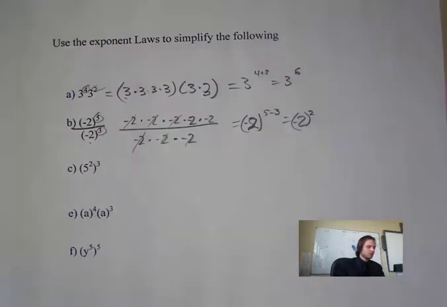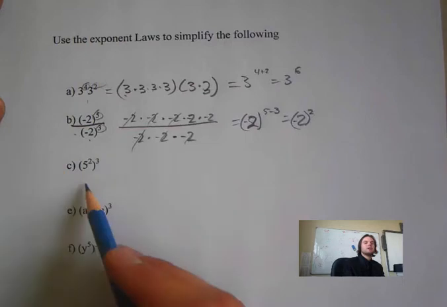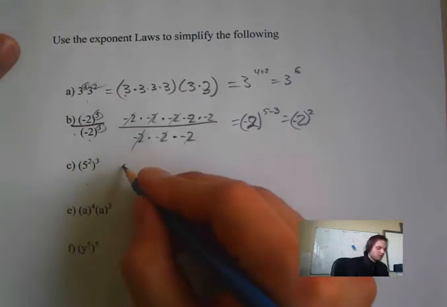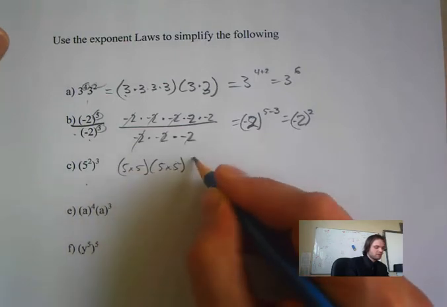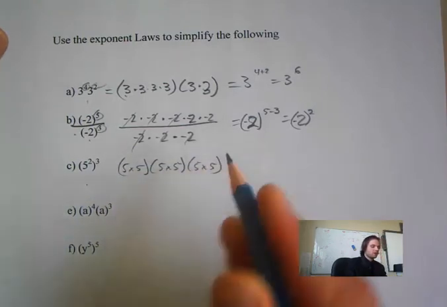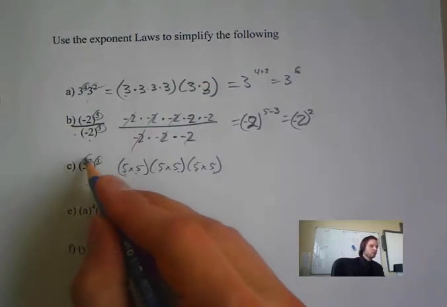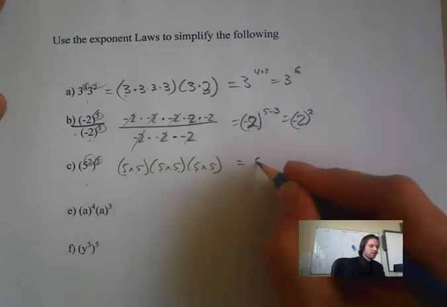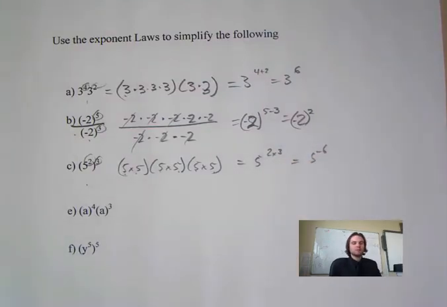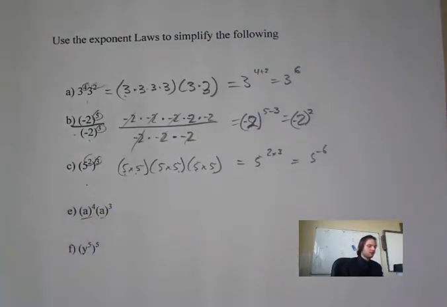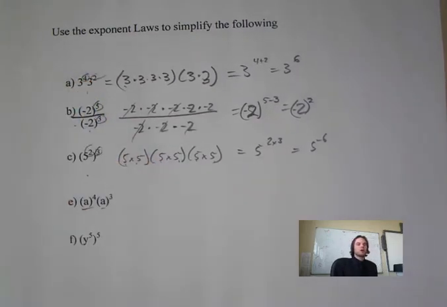Okay? Let's take a look at my next one. This is the power to a power law. So we did product law, we did quotient law. Now we're doing power to a power. Well, this is the same as 5 multiplied by 5, and 5 multiplied by 5, and 5 multiplied by 5. I look this up, 1, 2, 3, 4, 5, 6 5s. Well, what's 2 multiplied by 3? 6. So it's the same as 5 to the 2 multiplied by 3, which just gives me 5 to the power of 6. Done.